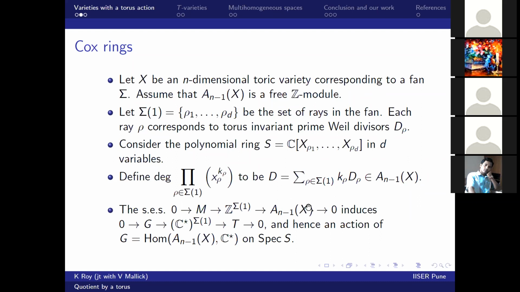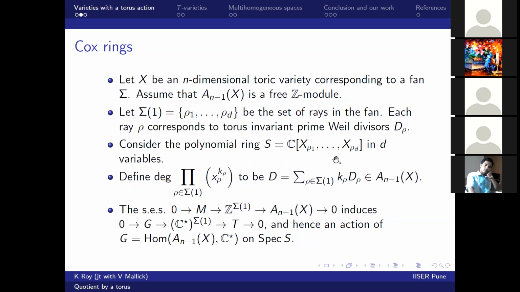And we have this short exact sequence, with M being the kernel, and taking the spectrum of this short exact sequence, we get a short exact sequence of tori. We assumed the Picard group to be free, so G is a torus. And G sits inside this bigger torus, C star to the sigma(1). And C star to the sigma(1) acts on Spec of S trivially because of this grading, defining the degree of x_i to be 0.